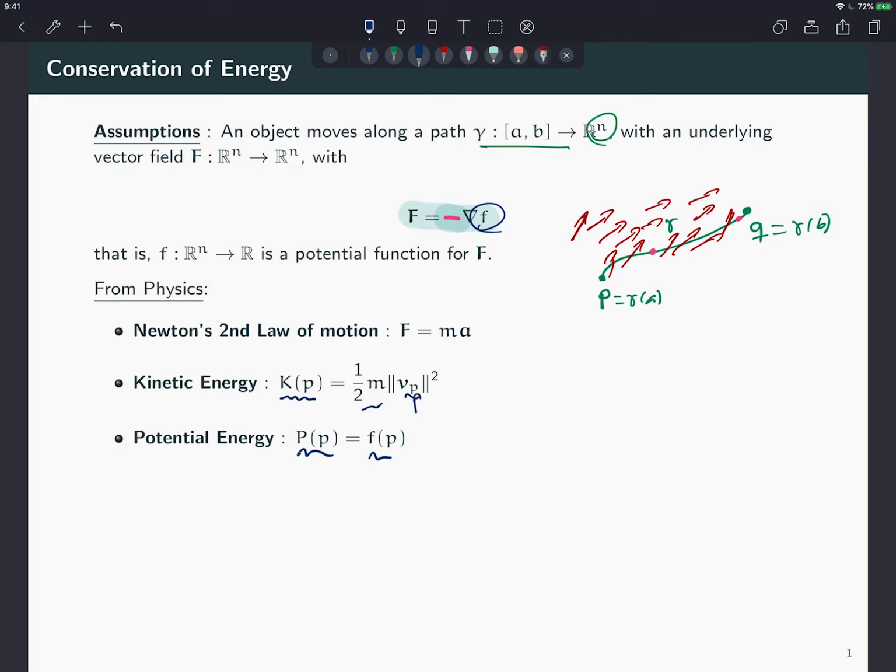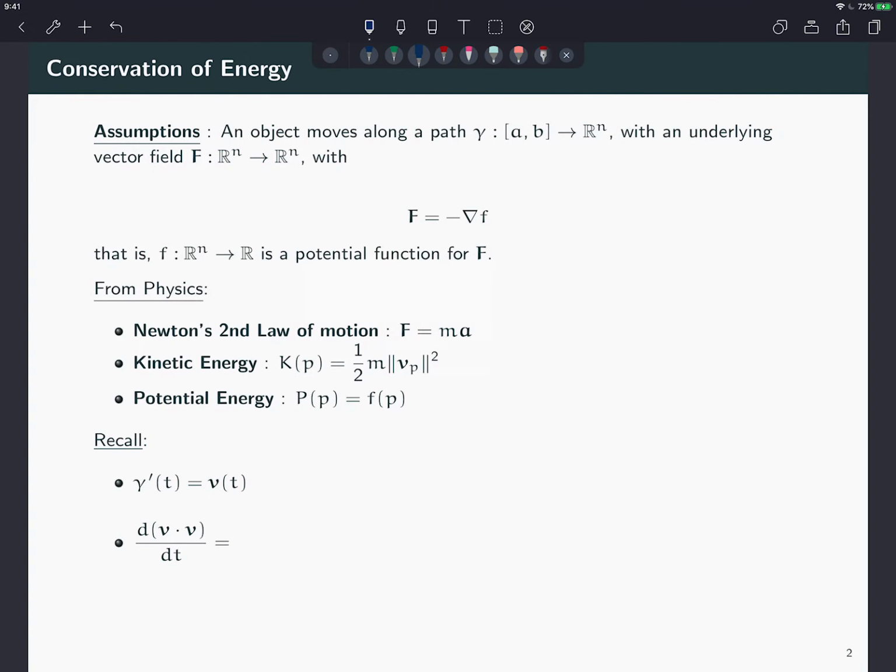And I put in a p here. It's going to be a little bit confusing maybe because gamma prime, the velocity of gamma, is a function of t. But when I put v of p, what I mean is you're evaluating at the t so that you're at the point p. So the kinetic energy at the point p means finding the t at that point and evaluating the velocity there. Okay, so we have those two things, and then from math, we're going to have to remember a couple of things.